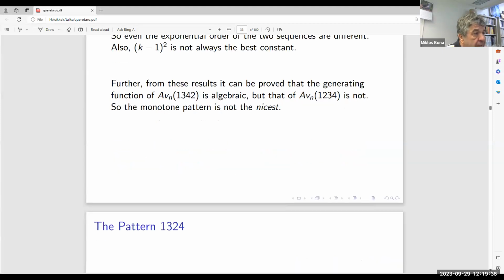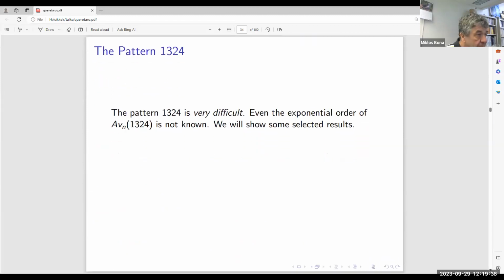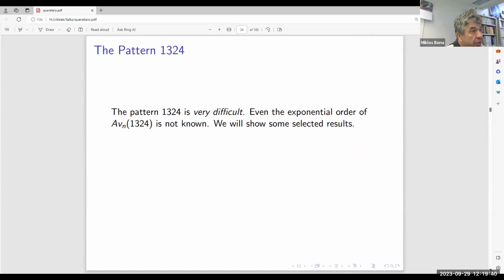Okay. Now, how about this last one? This is very difficult. Doron Zeilberger once said that even God doesn't know what the number of permutations avoiding this pattern that are of length 1000 are. We don't even know the exponential order. And I will show some selected results later. And it turns out that this is not the only aspect from which this pattern is difficult.